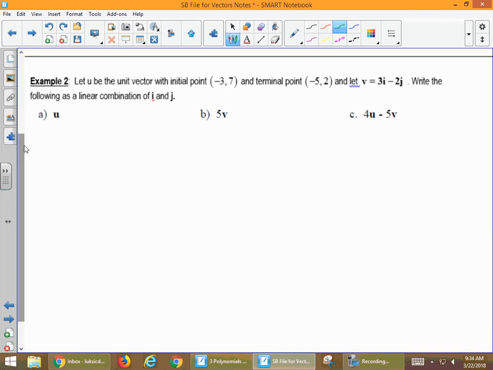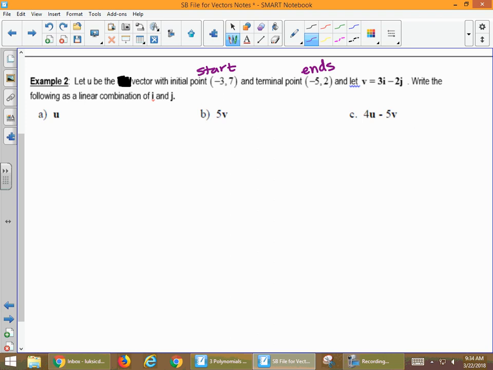So we have u is the unit vector with initial point 3, negative 3, 7 and the terminal point, or sorry, it shouldn't say unit vector there, it should just say vector. Get rid of the unit vector part right there. Sorry, I got unit vector happy. So let u be the vector that starts at negative 3, 7 and ends at negative 5, 2. And let v be the vector 3i, negative 2j.